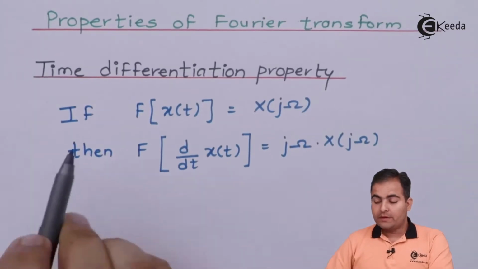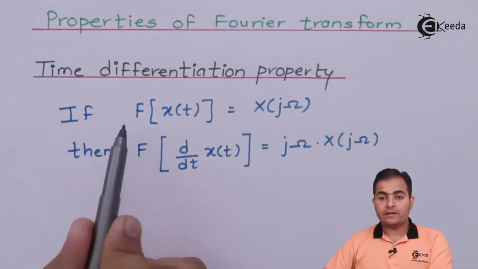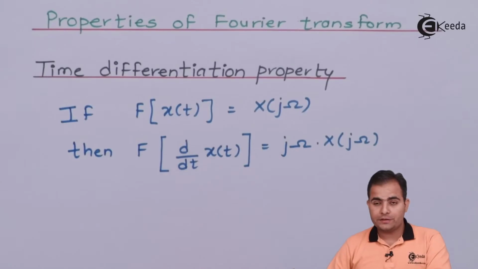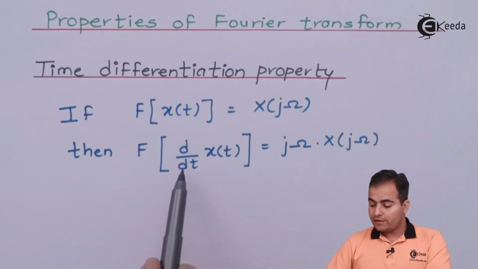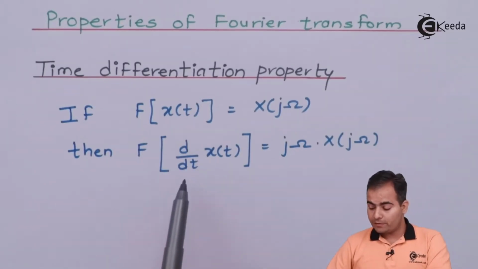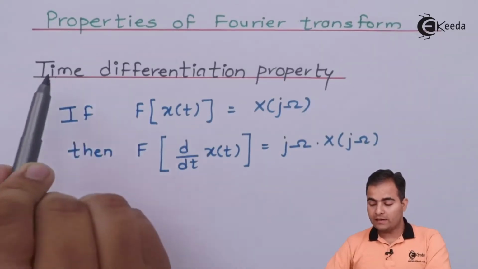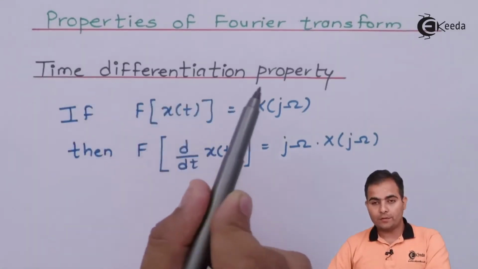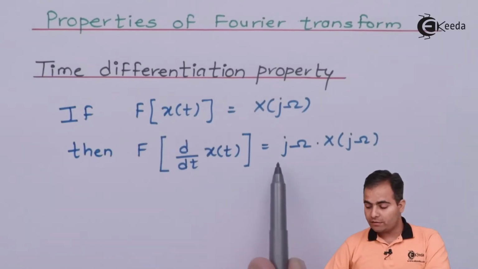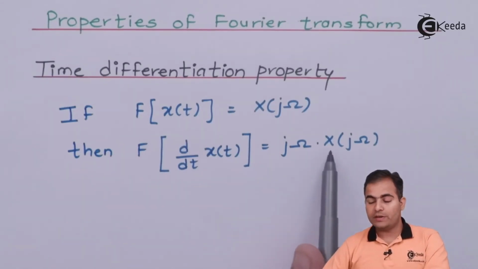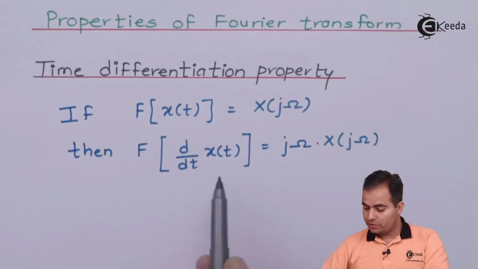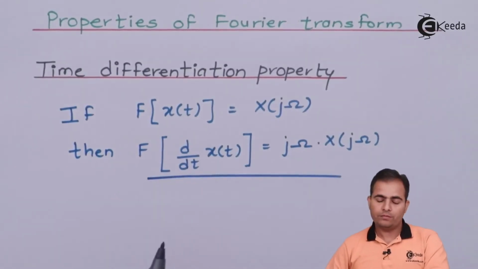If the Fourier transform of x of t is represented by X of j omega, then if we differentiate x of t with respect to t, or else we can say that if we want to prove the time differentiation property, then its result is j omega into X of j omega. So this whole statement is what we are going to prove.